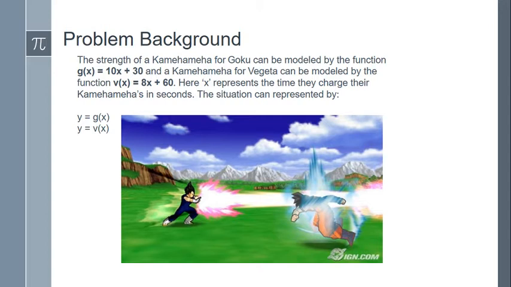Right, so they tell us that the situation can be represented by y is equal to g of x. So remember, g of x is just a way of naming this function, so we could replace it with y. And the same thing with v of x here. It is representing the output variable, or in this case, y.